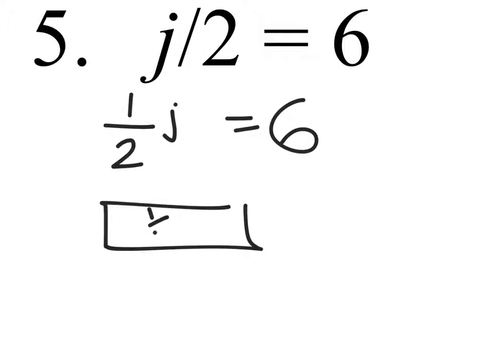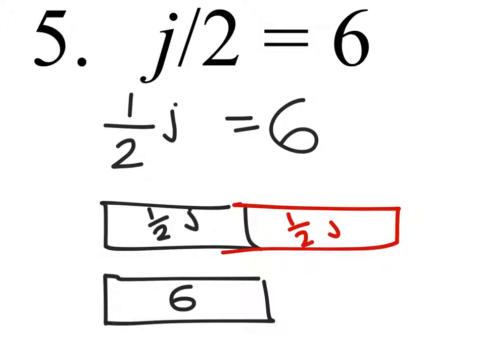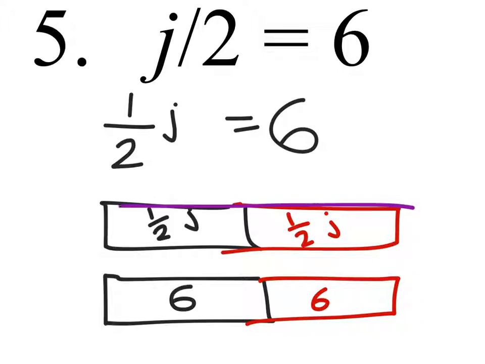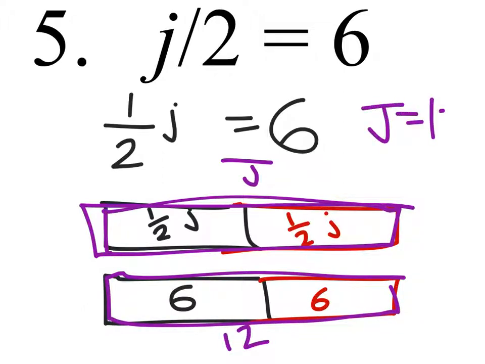In the model, here's what we got. I got half of a j right here, which is also represented by 6, right? Well, I want a full j, so how much more of a j do I need? I need another half of a j. So I need 6 more right here. And now this full bar right here represents a j. And this full bar right here represents 12. So each j is equal to 12.